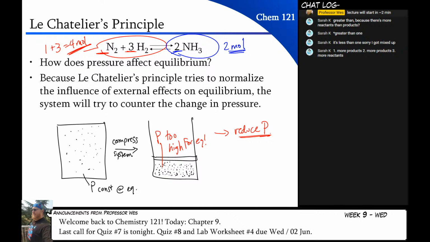You think of this in terms of the ideal gas law. If I put twice the gas in, what happens to the pressure if the volume and temperature are the same? And obviously the pressure has to double too, right? Because there's twice as many particles. So, if my goal is to reduce the pressure, then this reaction will move towards the side with fewer moles. And in this case, we make more products.